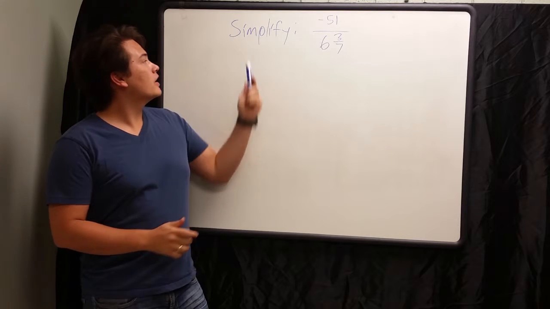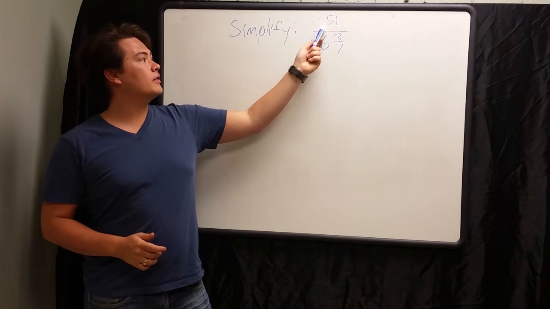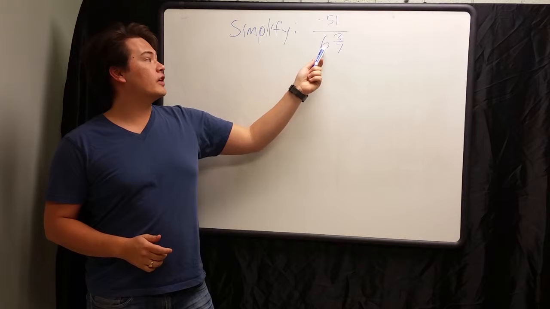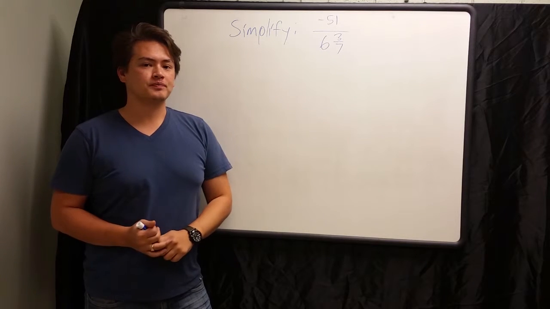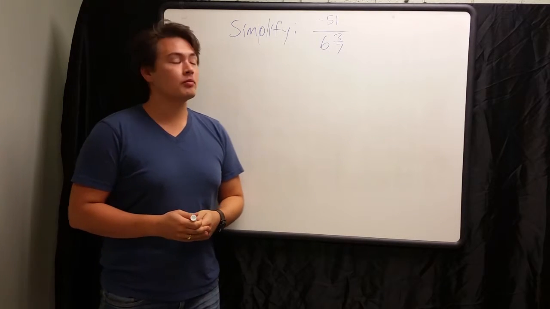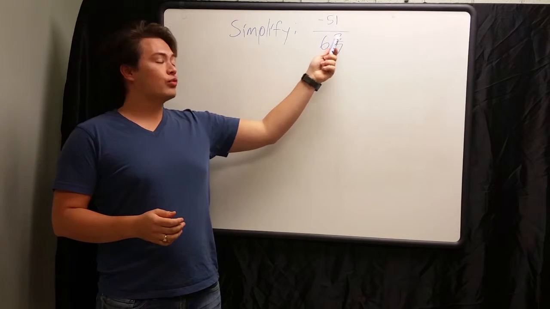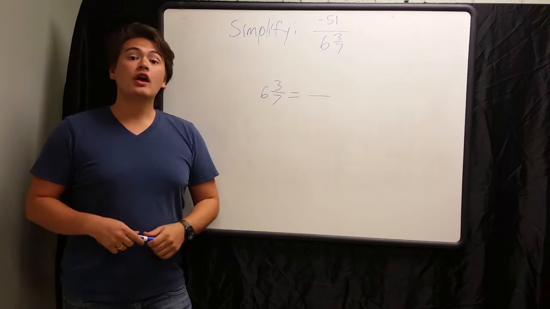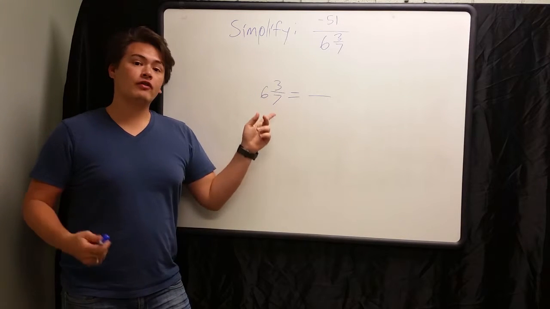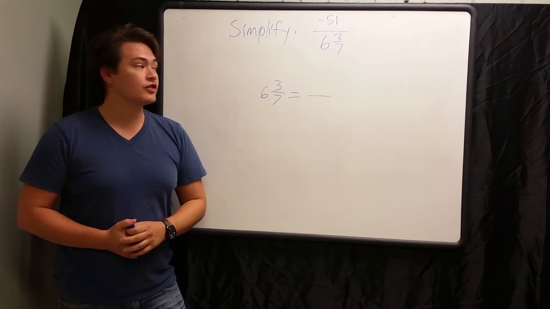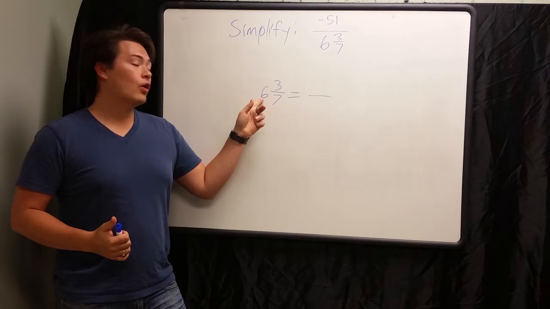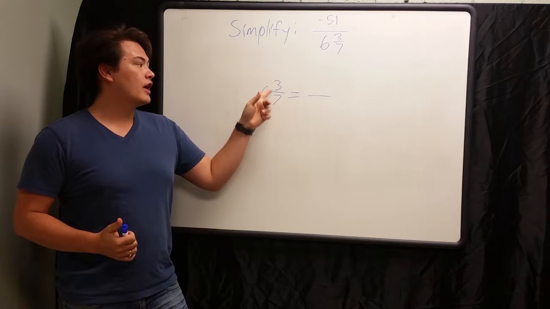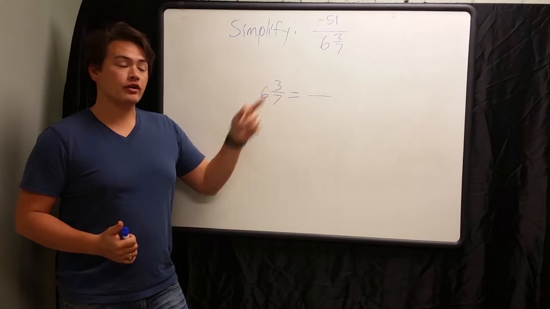This question is asking, simplify negative 51 over 6 and 3 over 7. So before we start this problem, let's make 6 and 3 over 7 into an improper fraction. We're going to multiply the whole number by the denominator and add the numerator.